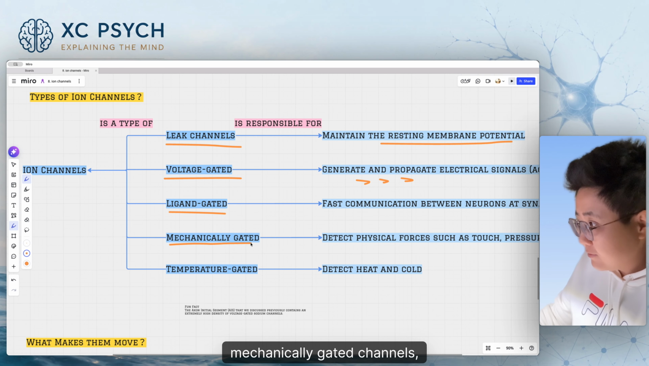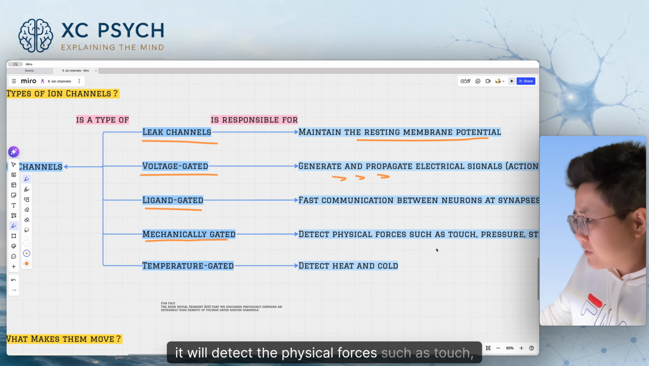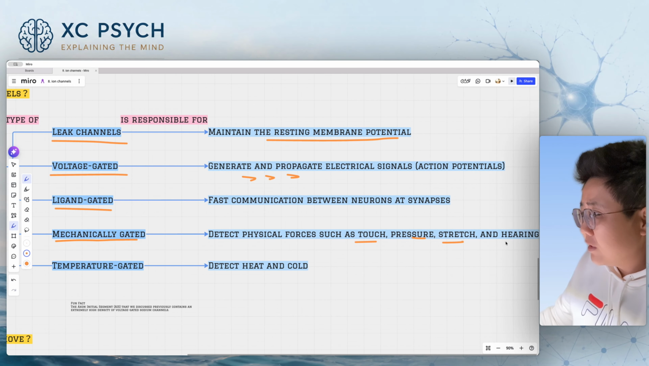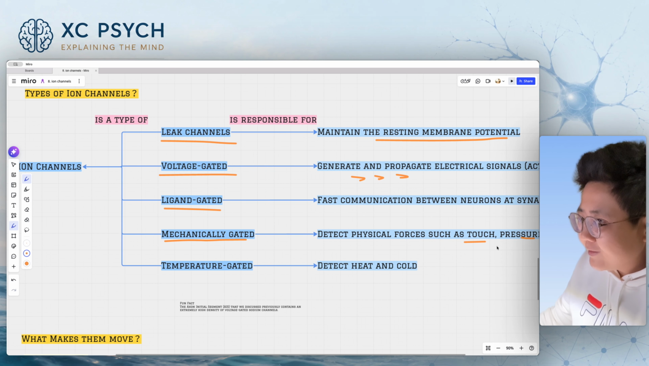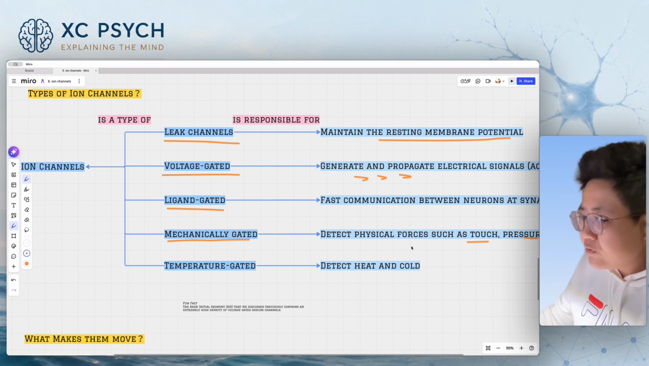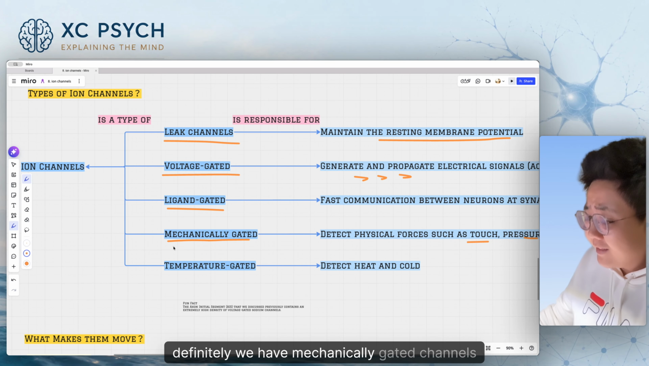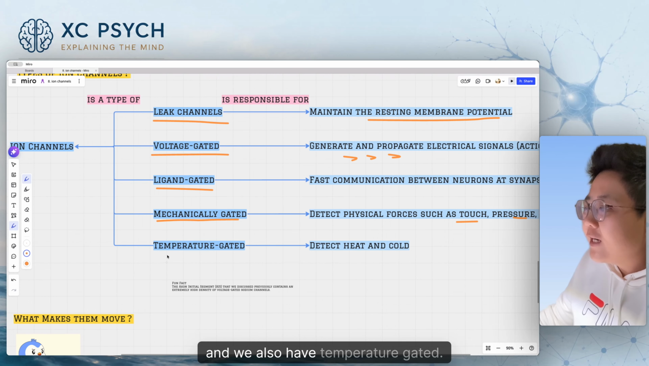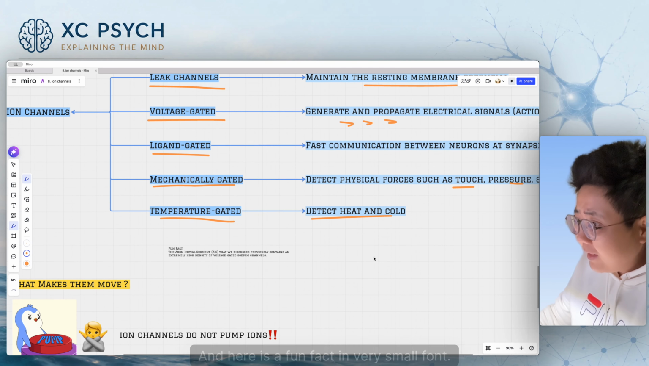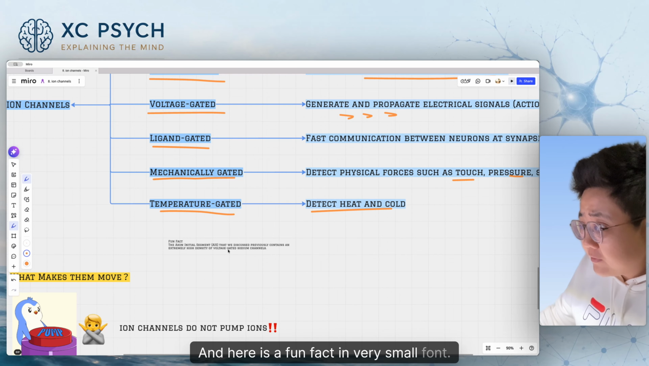And some other things, mechanically gated channels. They detect physical forces such as touch, pressure, stretch, or hearing. Remember, our brain relies on neural signals to sense, perceive, and move. So definitely we have mechanically gated channels. And we also have temperature gated channels. We will detect the heat and cold.